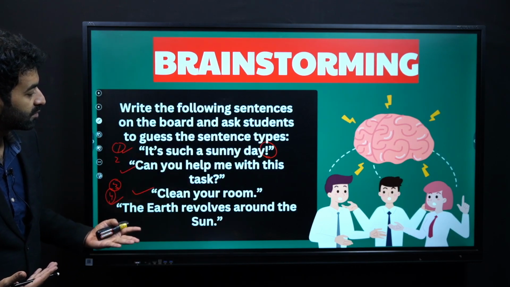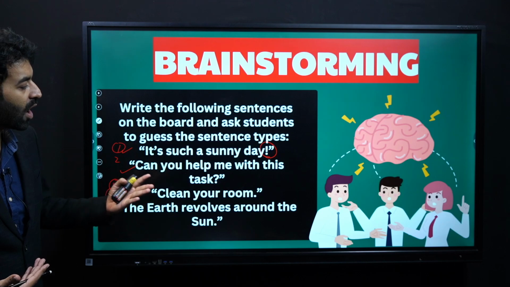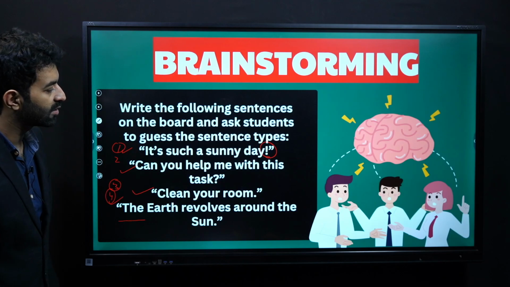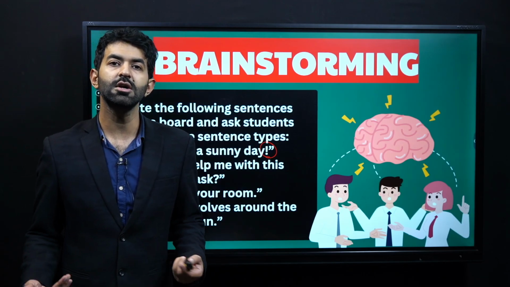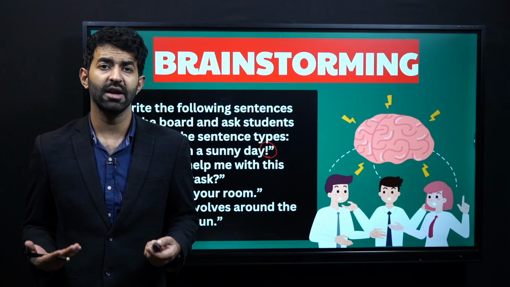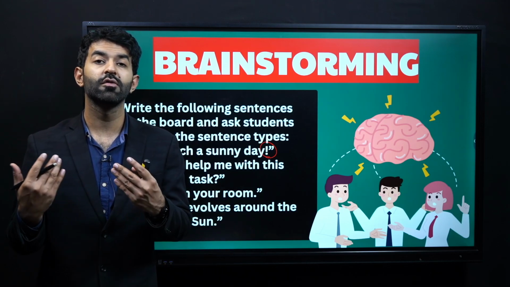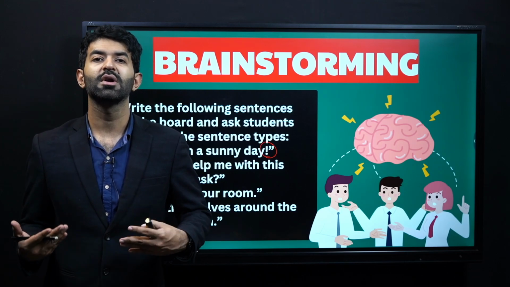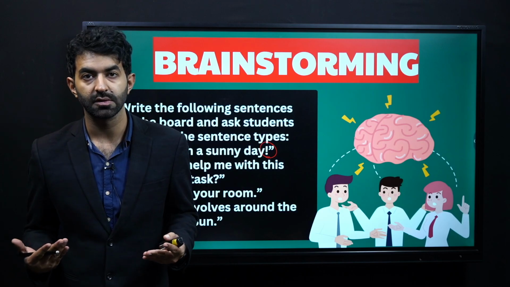Clean your room. I think this is a command. So it's imperative. The earth revolves around the sun. This is assertive or declarative. And it's a fact. The earth revolves around the sun. So this is your normal declarative or assertive sentence.